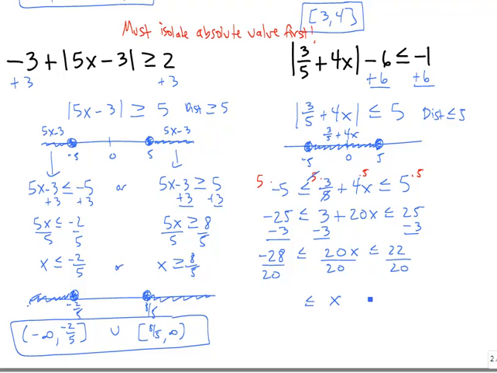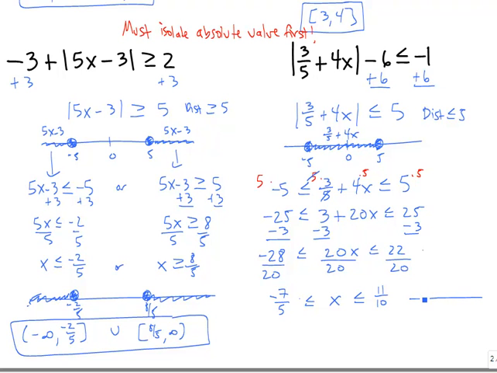Now these are fractions that are not reduced. 28 and 20 are both divisible by 4, so if I divide by 4, I'm going to be left with negative 7 over 5. And 22 and 20 are both divisible by 2, so if I divide by 2, I'm going to have 11 over 10.